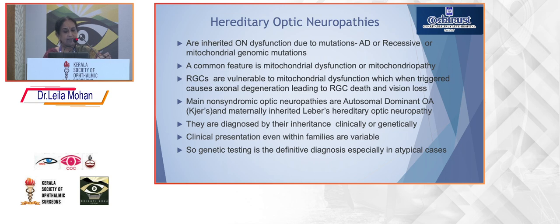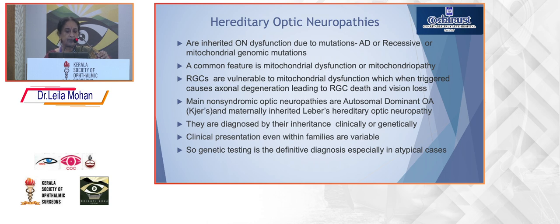It is a very important topic, but it's not very common to see all these cases, many of which come with dilemmas of diagnosis. So, the clinical approach to hereditary optic neuropathies, which are not very commonly seen. They are inherited optic nerve dysfunctions due to autosomal dominant, recessive, or mitochondrial genomic mutations. A common feature is mitochondrial dysfunction, or mitochondriopathy as we call it. Retinal ganglion cells are vulnerable to mitochondrial dysfunction, which when triggered causes axonal degeneration leading to retinal ganglion cell death and vision loss.